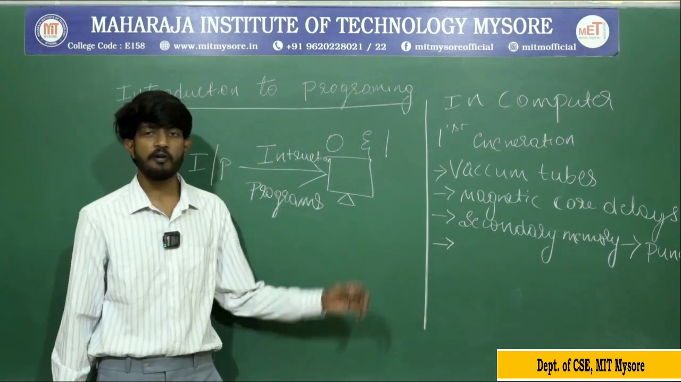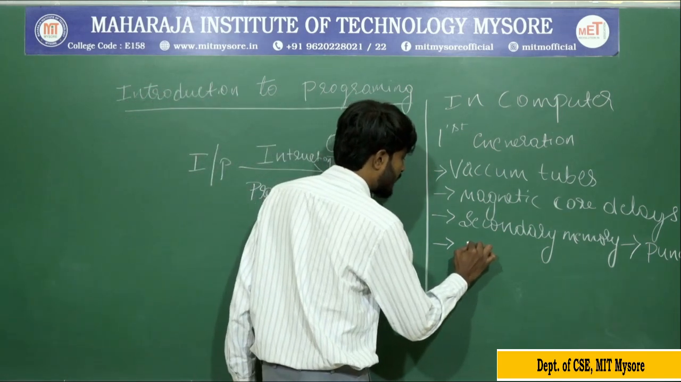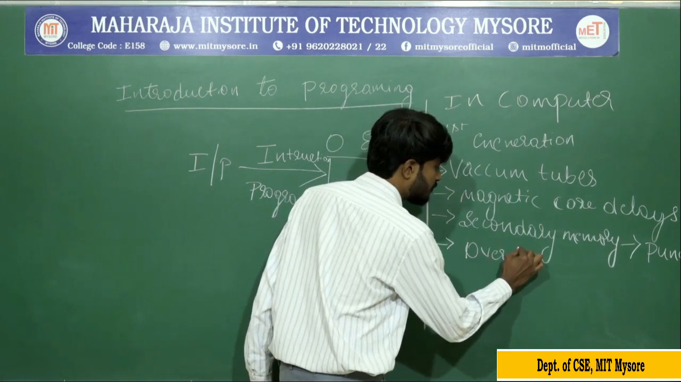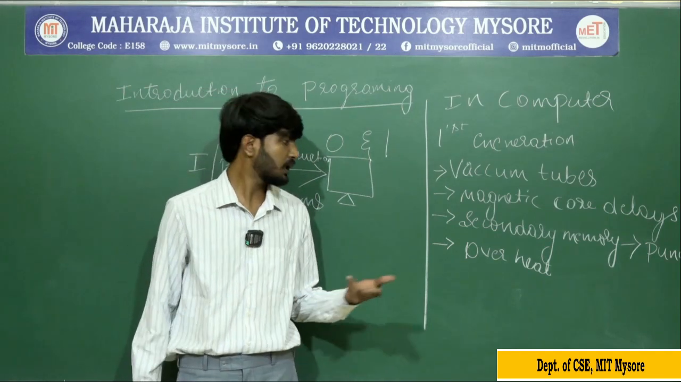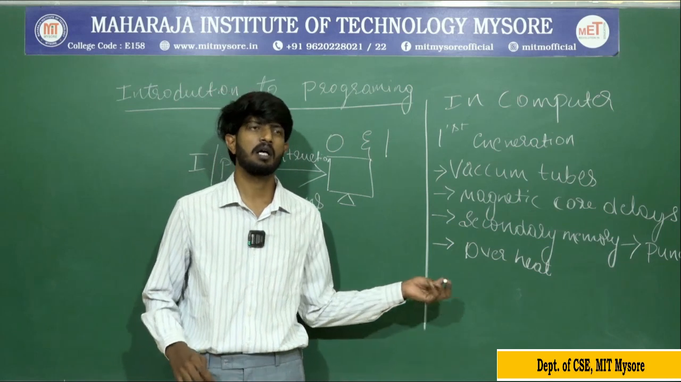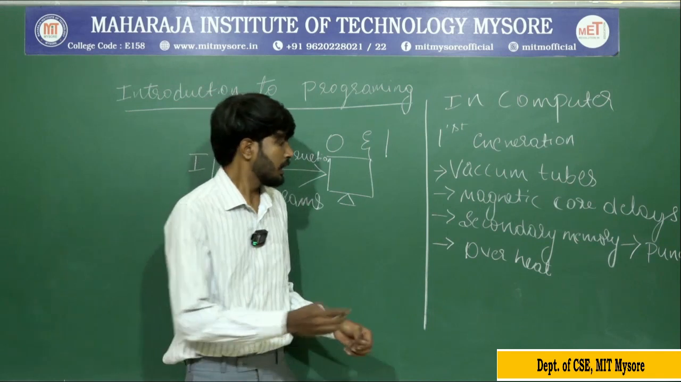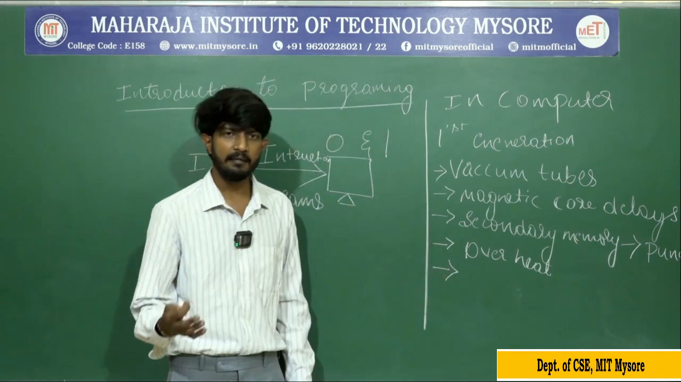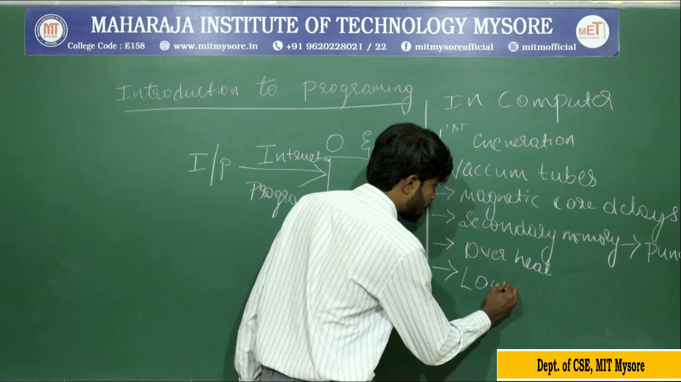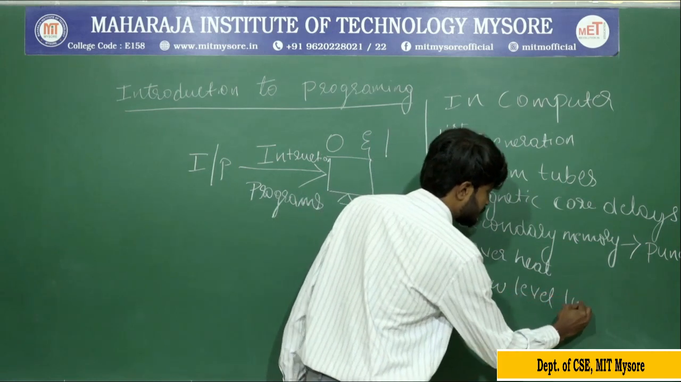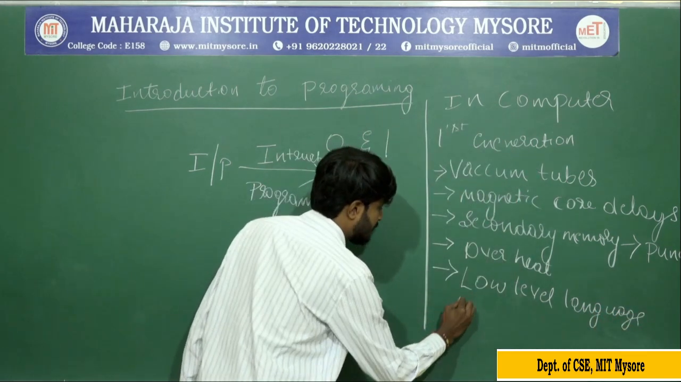The disadvantages of first generation computers are overheating. Since we are using the vacuum tubes, the tubes got very hot, and these are very bulky, they are not strong and they are not fast. So here the programming language or the instructions were given in the format of low level language and assembly level language.